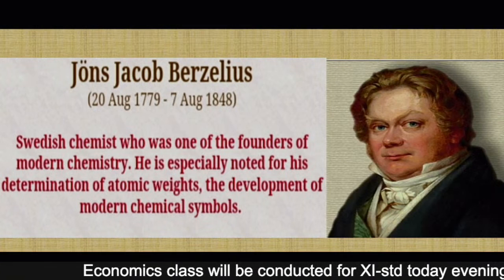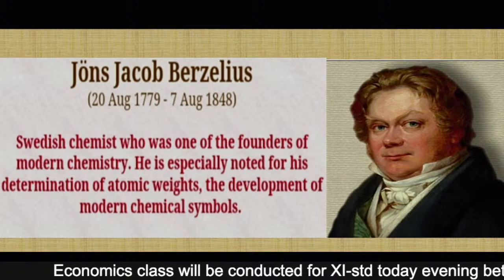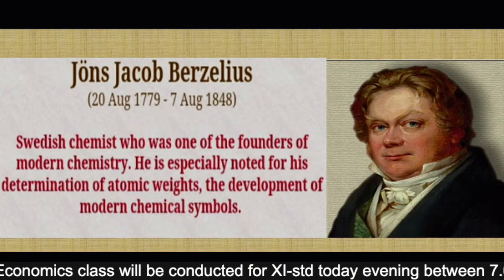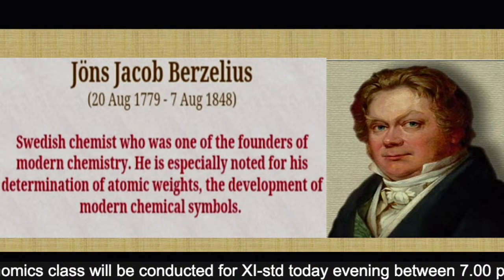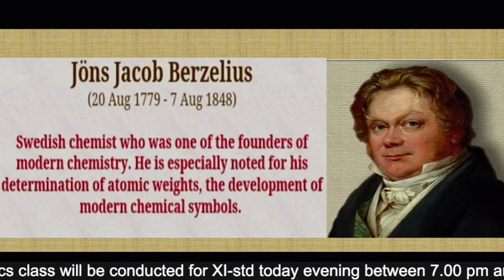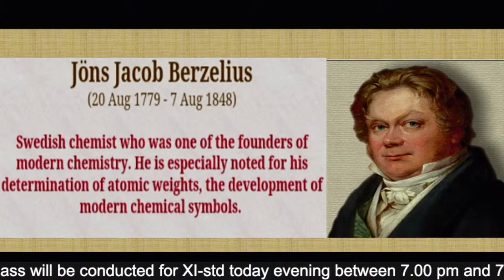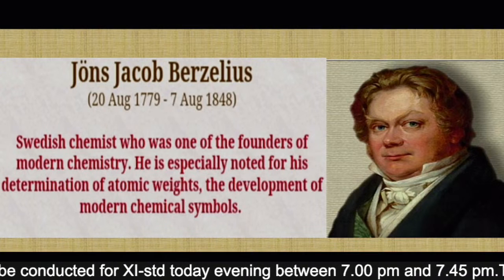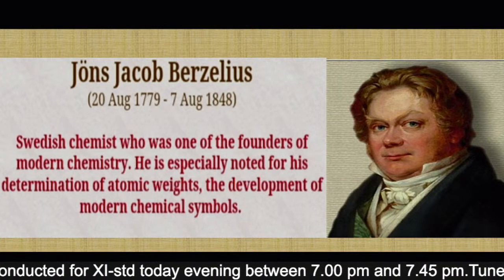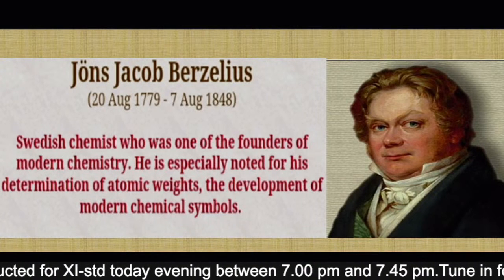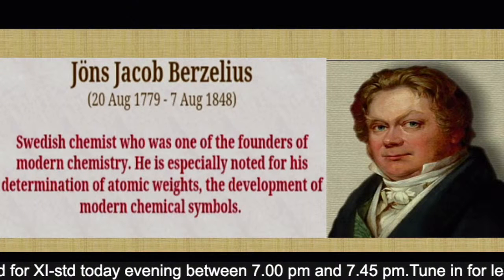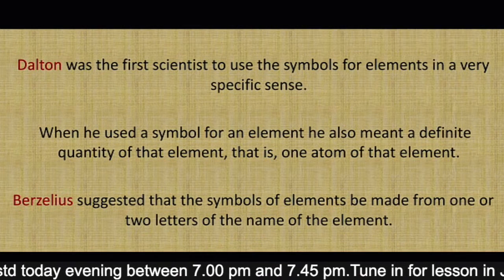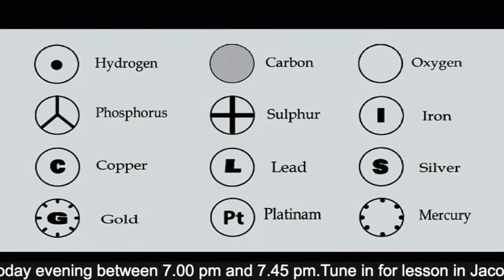This is Jöns Jacob Berzelius. Okay, who is he? A Swedish chemist who was one of the founders of modern chemistry. He is especially noted for his determination of atomic weights and the development of modern chemical symbols. இவரும் சேம் சிம்பிள்ஸ் தான் என்ன பண்ணாரு, அதிகமாக நமக்கு வந்து கொடுத்துட்டு போயிருக்கிறாரு. ஓகேவா, இப்போது டால்டன் பொறுத்த வரைக்கும் இந்த சிம்பிள்ஸ் தான் யூஸ் பண்ணாரு.